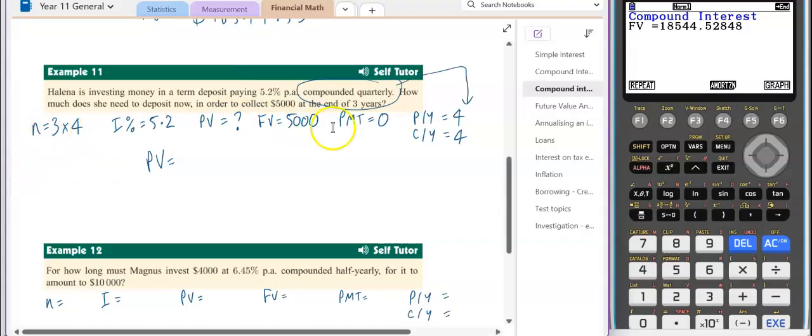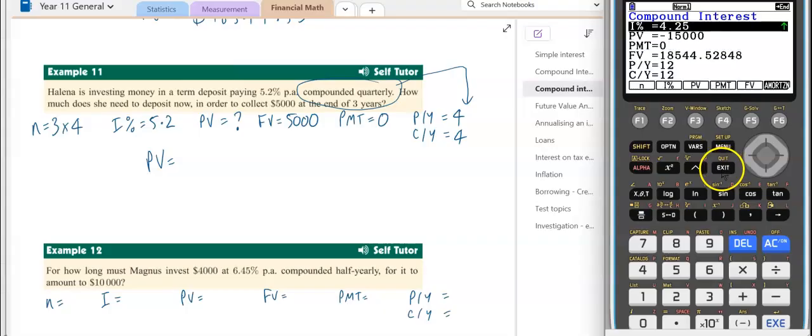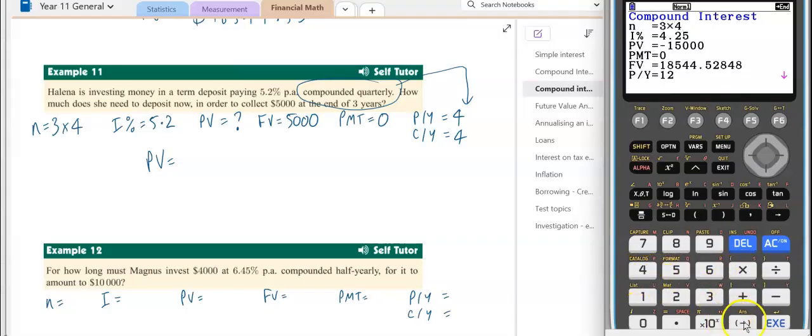So again, we can put those values into that screen on our graphics calculator. So if you just press exit there, you can just overwrite these values. So again, start with N, 3 times 4. Interest rate is 5.2.